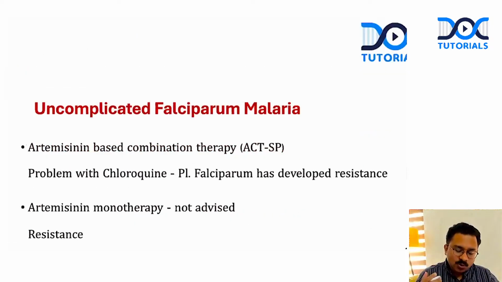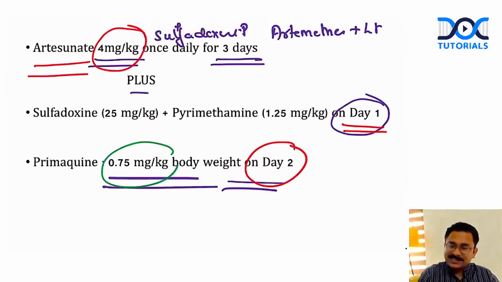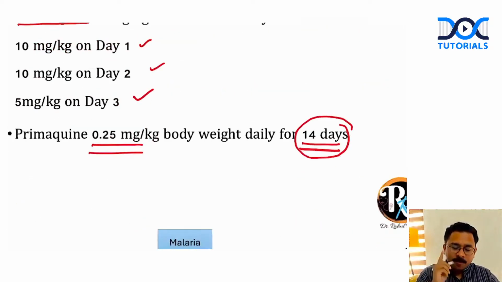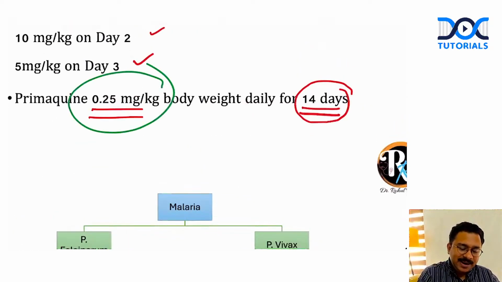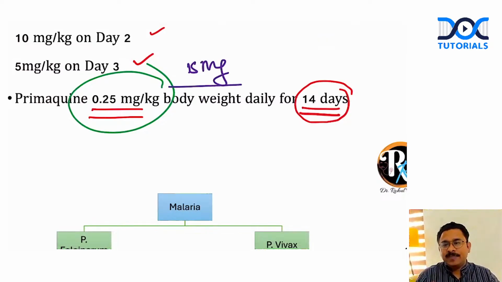I repeat again, it is going to be 0.25, not 0.75 mg per kg. It is going to be 0.25 mg per kg. In an adult, it has to be 15 milligram daily for 14 days, and 2.5 milligram, 6 tablets.